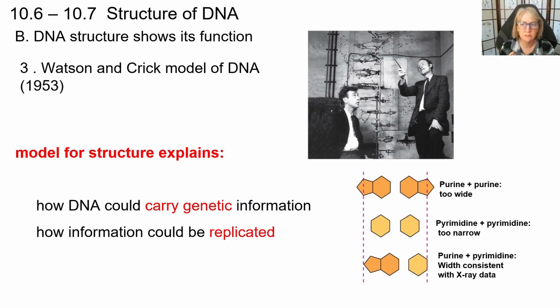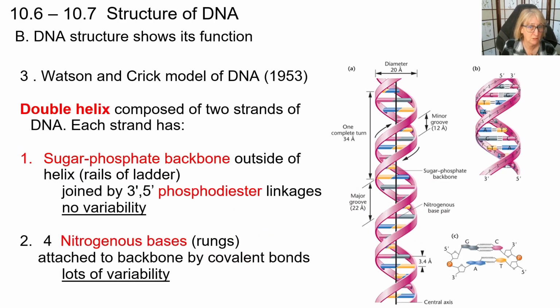The structure is important because structure shows us function. And the structure that they built, because it was stable, allowed us to see how the genetic information was actually encoded. It's in the nucleotides and the nitrogenous bases, and how it replicates. This model, what we call the Watson and Crick model of DNA, is a double helix. It has a diameter of 20 angstroms, and every turn is 34 angstroms.